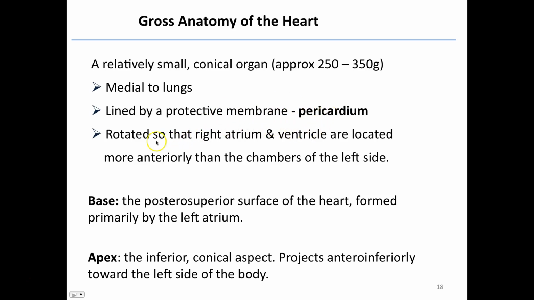And the heart is positioned so the right atrium and right ventricle are located more anteriorly than the chambers of the left side. So it's somewhat rotated, so that when we look anteriorly at the heart, we're seeing mostly the right atrium and the right ventricle. The base of the heart is the posterior-superior surface of the heart, formed primarily by the left atrium. It's the posterior surface, but the superior aspect of the posterior surface.